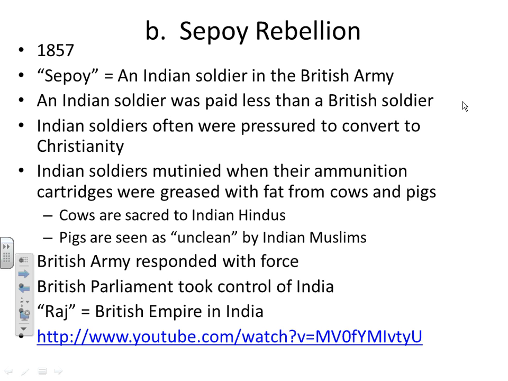The Sepoy Rebellion showed clearly that the British East India Company was unable to control India. And so at this point, that company is removed from power, kind of disbands, and the British Parliament takes formal control of India. This is what we call the Raj. The Raj is a term that just simply means British Empire in India.